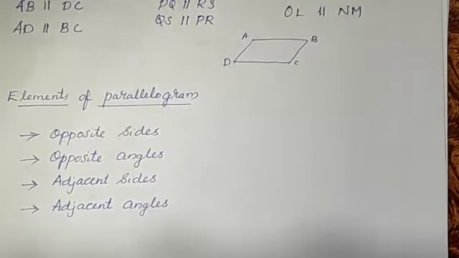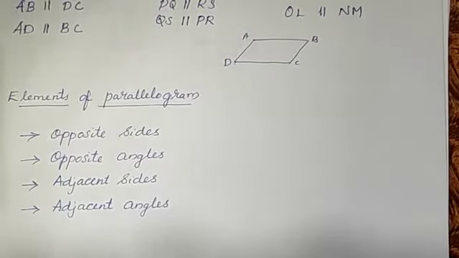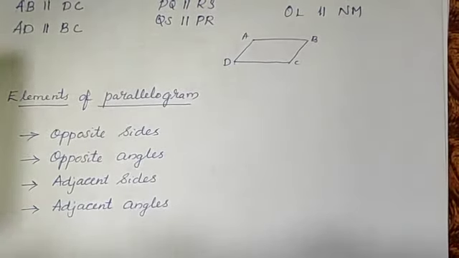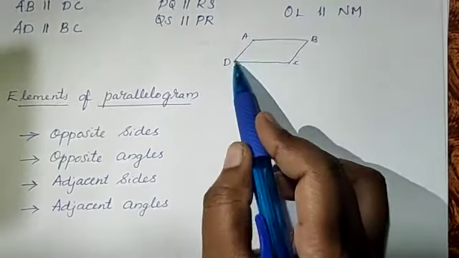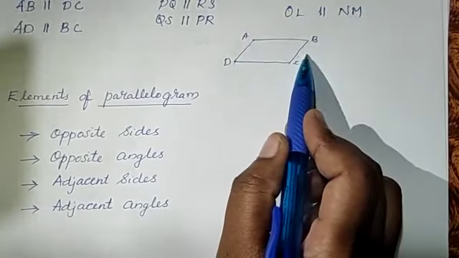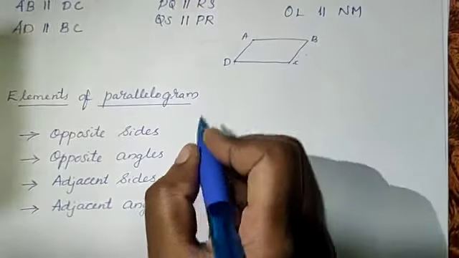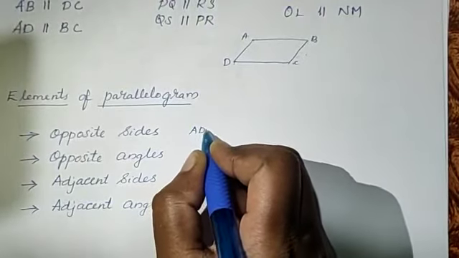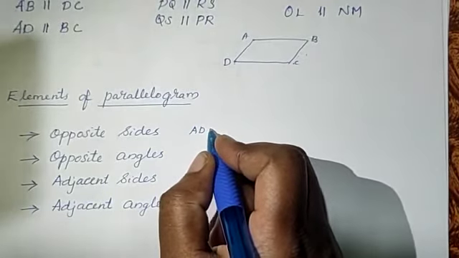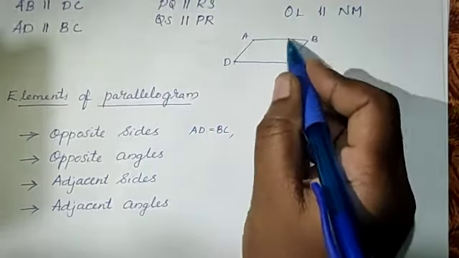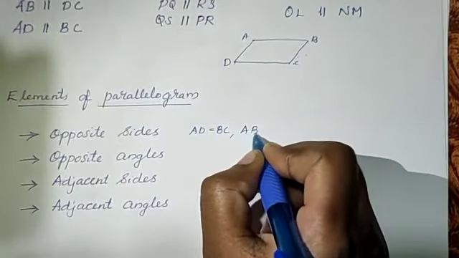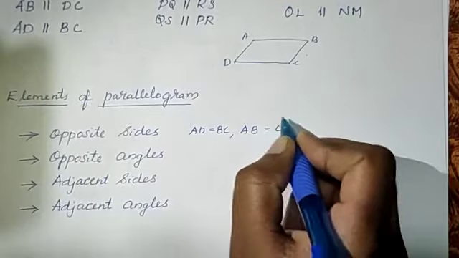Next is elements of parallelogram. In a parallelogram, the opposite sides are equal. See here, BC is opposite to AD. These are equal of length. AD is equal to BC, and these two opposite sides AB is equal to CD.